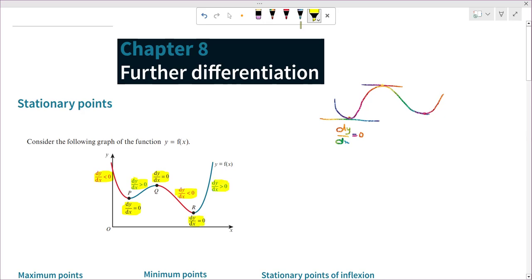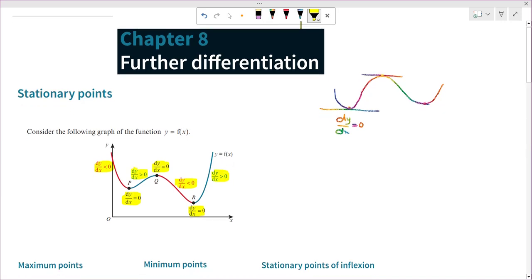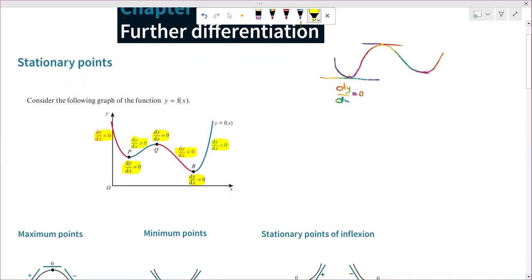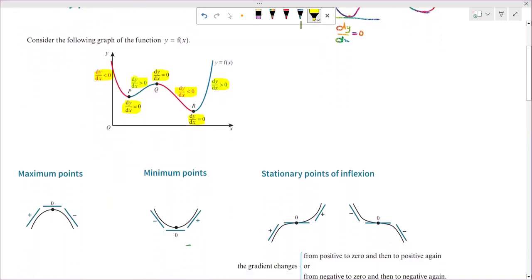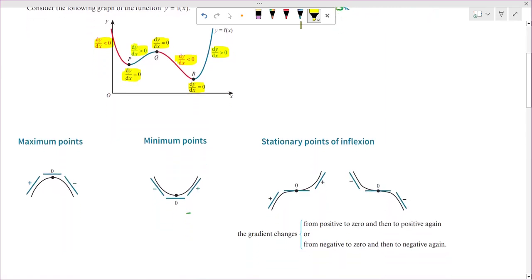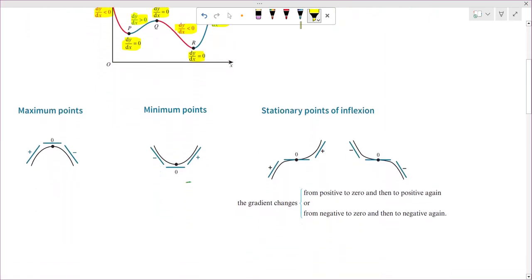So depending on the interval, we can find whether it has a maximum point or a minimum point. How will you check whether it has maximum or minimum? If you see this diagram, here dy by dx is greater than 0. Here, increasing means dy by dx is greater than 0. Here dy by dx is less than 0. Okay, that means positive to negative.